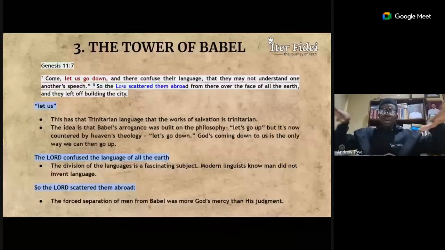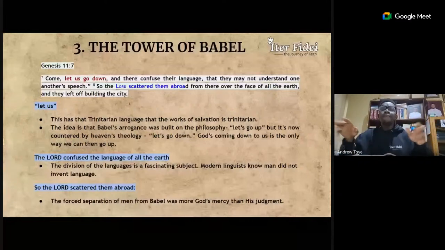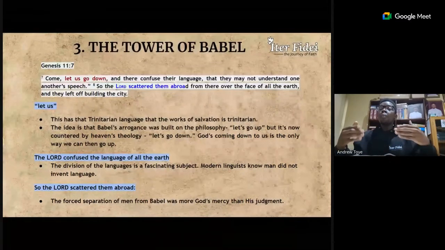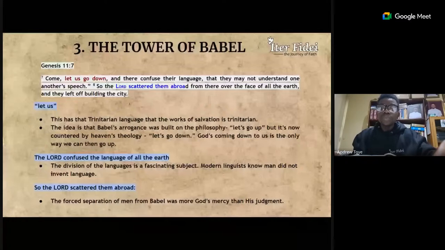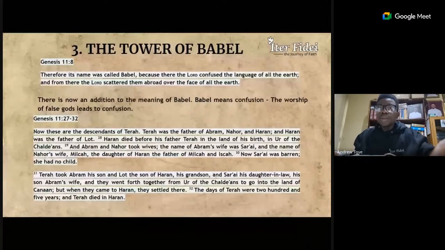So the Lord scattered them abroad. This first separation of men from Babel was more of God's mercy, God's act of saving them from destruction. So God was dividing them both linguistically and geographically to put a check on the power of man's fallen nature, which, if united, could lead to more destruction. Verse 8. Therefore, its name was called Babel, because the Lord confused the language of all the earth. And from there, the Lord scattered them abroad over the face of all the earth.